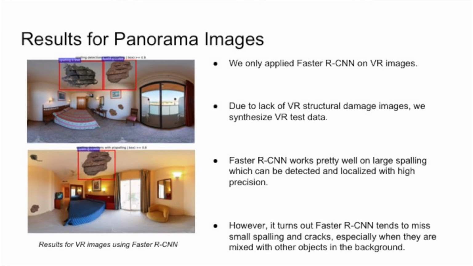However, it turns out that Faster RCNN tends to miss spalling and cracks, especially when they are mixed with other objects in the background. In this project, we proposed a new way to detect and localize structural damages and achieve good results using Faster RCNN. Our preliminary results on VR images are also accurate for large spalling and cracks. For future work, we hope to collect real VR images in order to improve the precision with higher confidence.